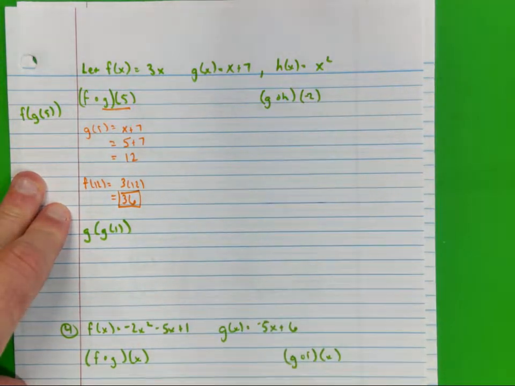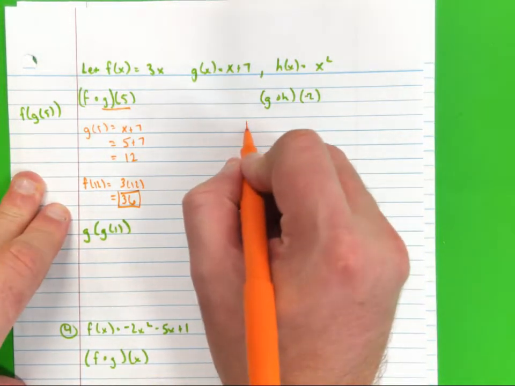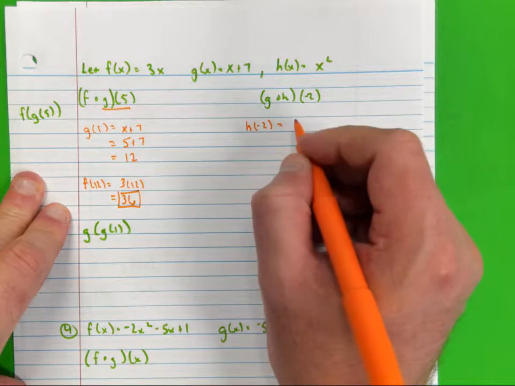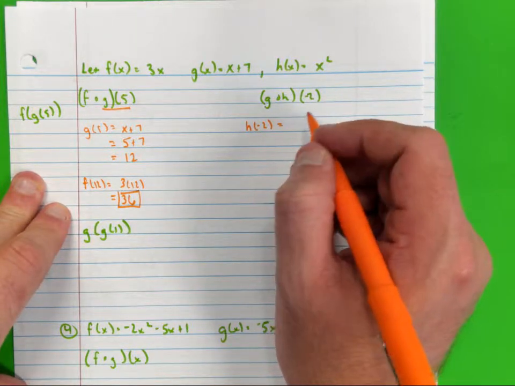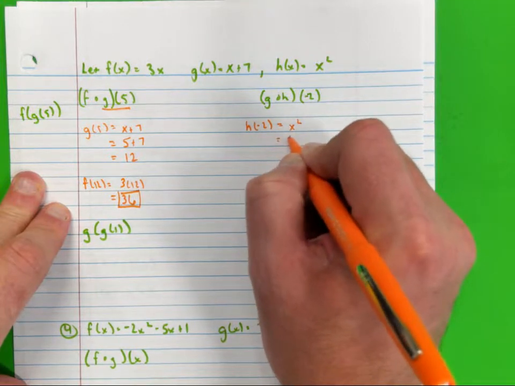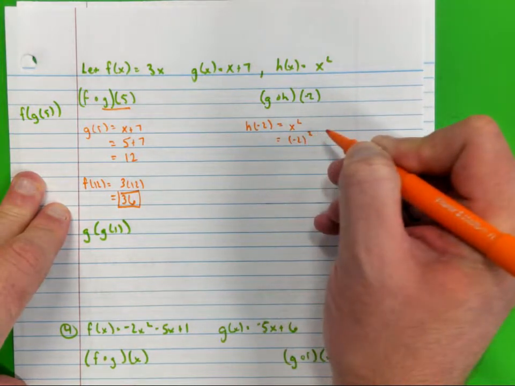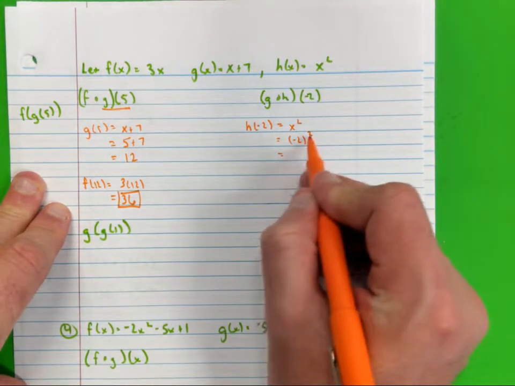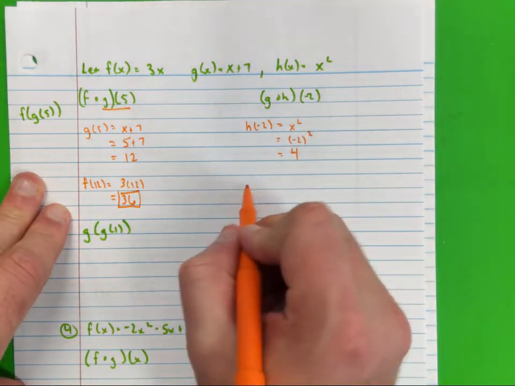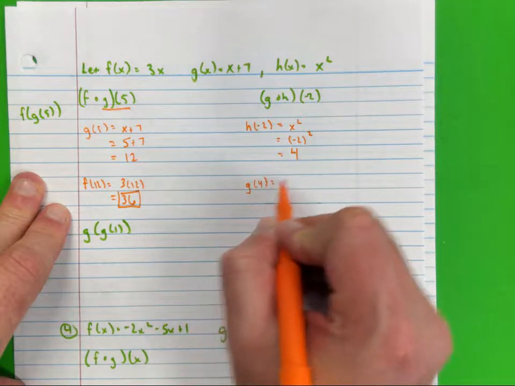-2 is close to which one? H. So I'm going to do H of -2. -2 squared is 4. Now I'm going to take that 4 and plug into which one? G.